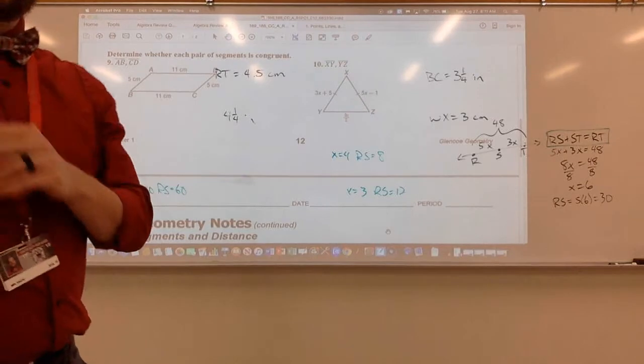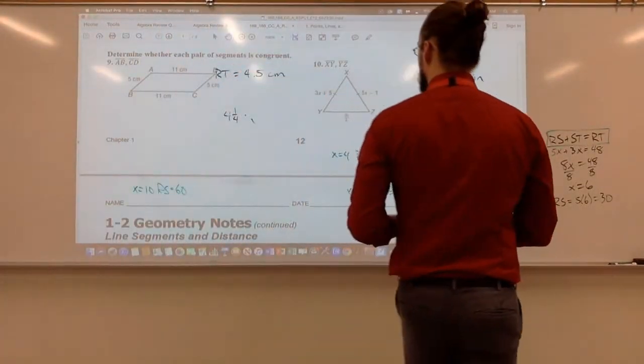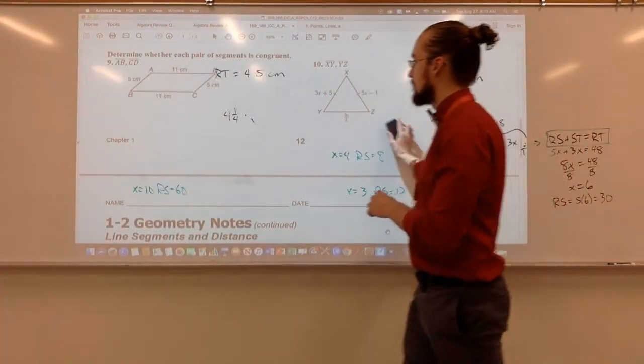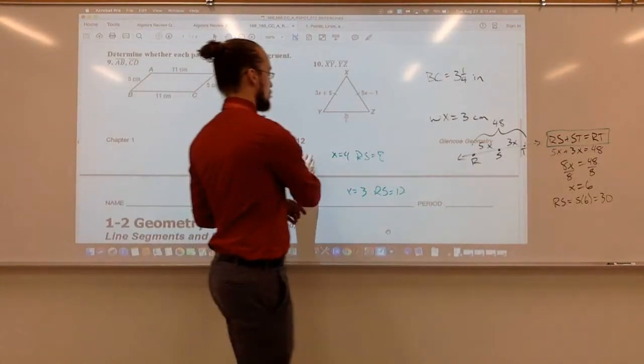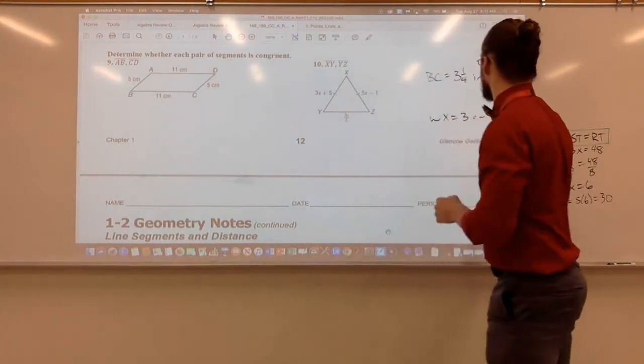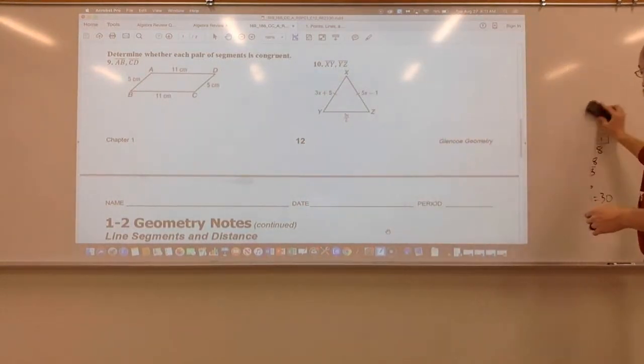All right, let's take a look at... Actually, we're going to skip 9 and 10 because that doesn't really have anything to do with this section. Let's flip over.